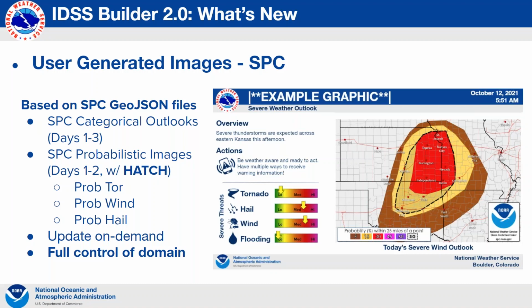So essentially when the script is run, it automatically pulls in the latest data from the SPC, and these images can be easily created and found in the drop-down menu of IDSS Builder under the SPC Outlooks drop-down selection.